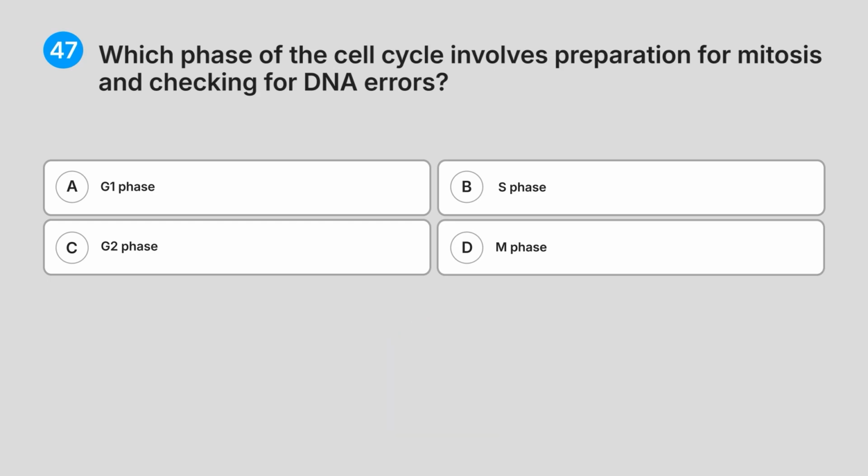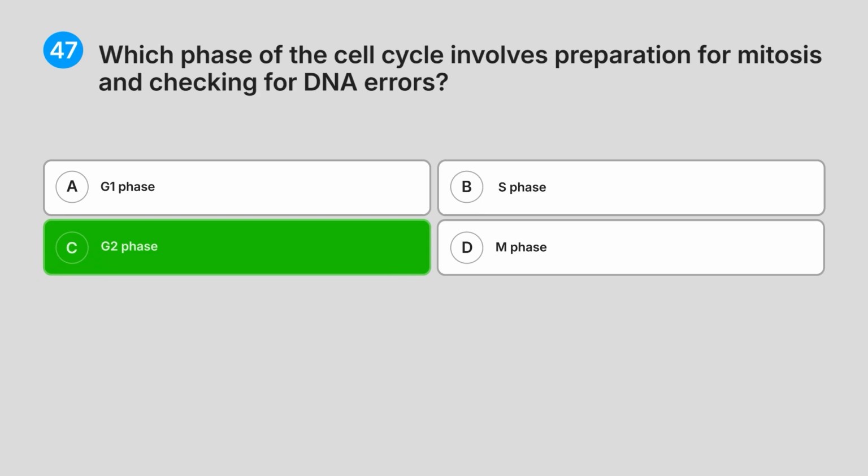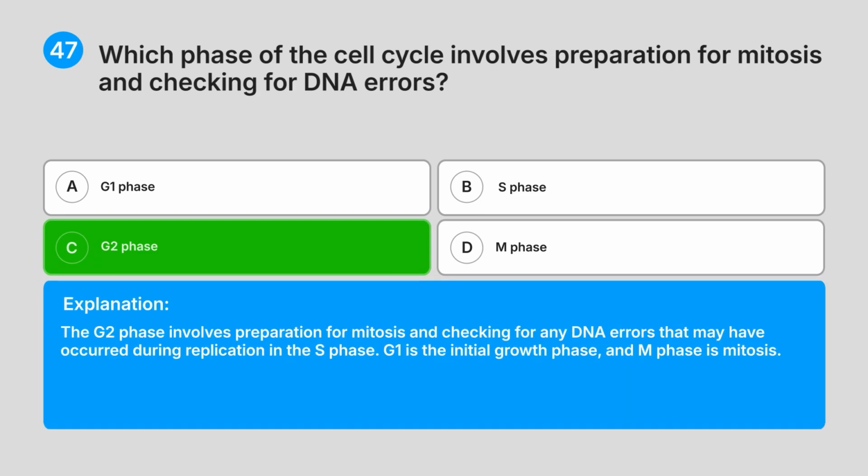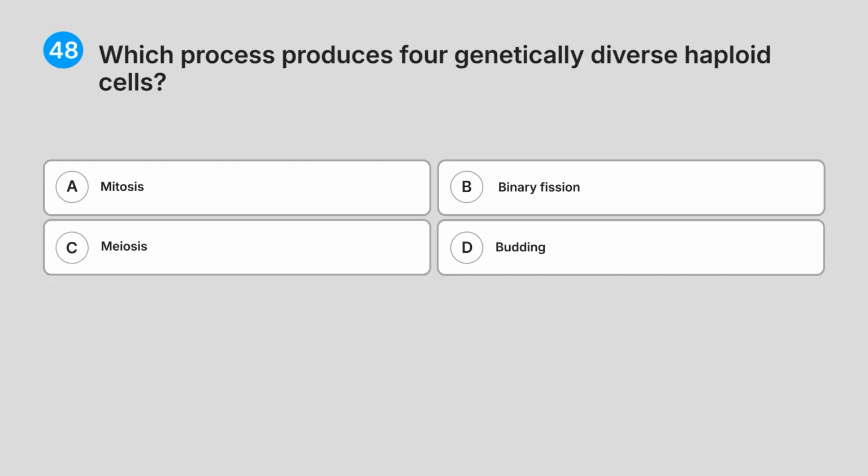Correct. Answer. C. G2 phase. Explanation. The G2 phase involves preparation for mitosis and checking for any DNA errors that may have occurred during replication in the S phase. G1 is the initial growth phase, and M phase is mitosis.